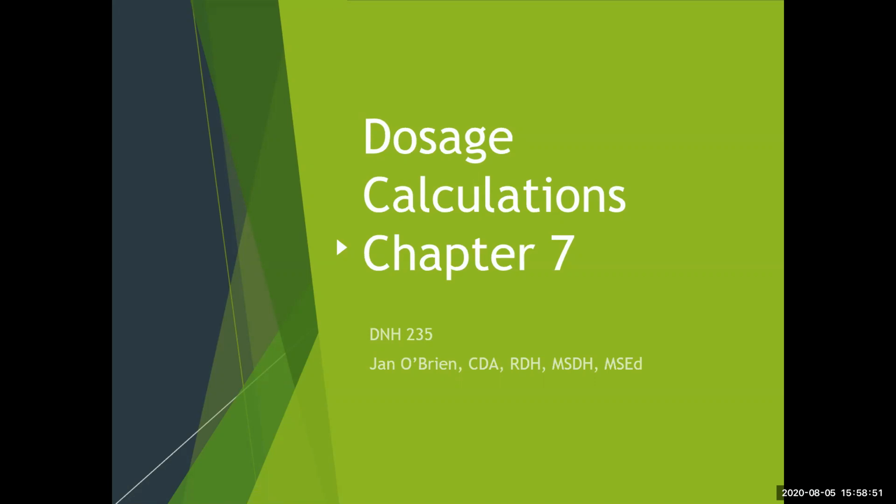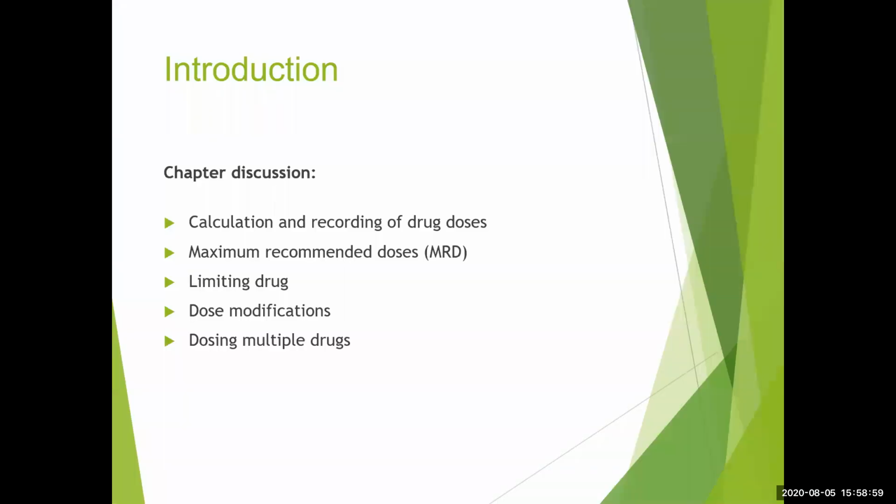In this presentation, we're going to go over Chapter 7 of your local anesthesia textbook, and this is the chapter on dosage calculations. So in this chapter, we're going to discuss calculation and recording of drug doses, maximum recommended doses, limiting drug, dose modifications, and dosing with multiple drugs.